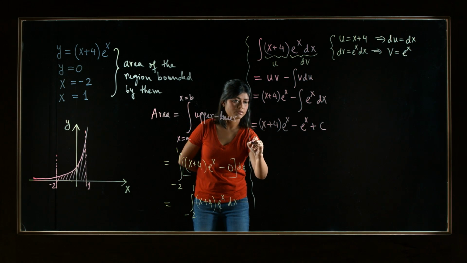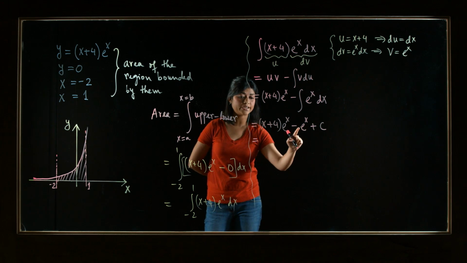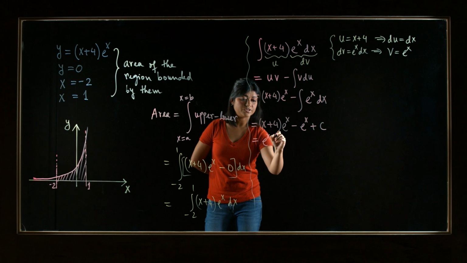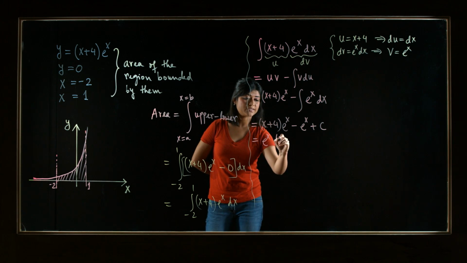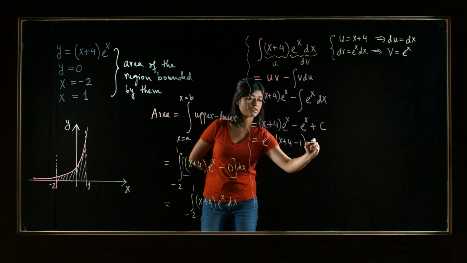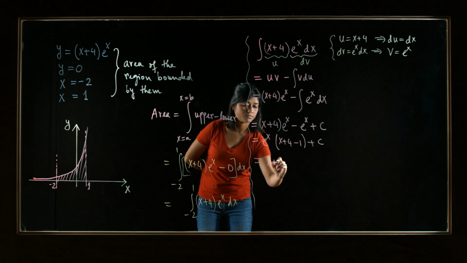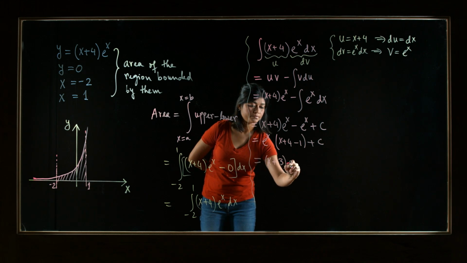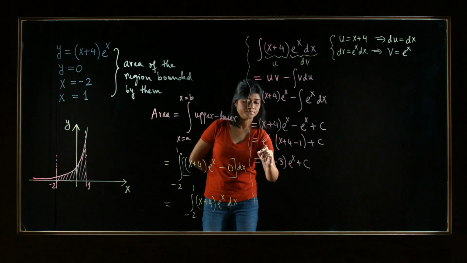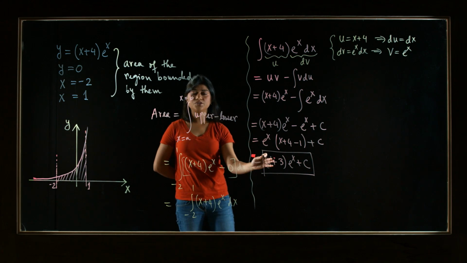You can combine these two terms together if you want. There's a common factor of e to the x. If you take that out, you will have x plus 4 and then minus 1. So this is just x plus 3, times e to the x, plus c. So that's the indefinite integral.